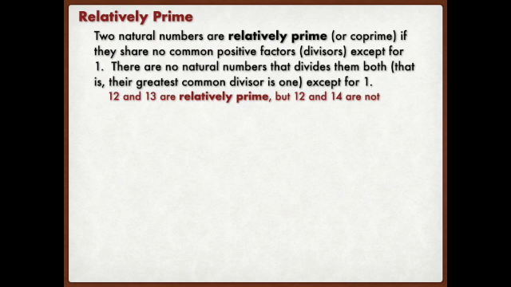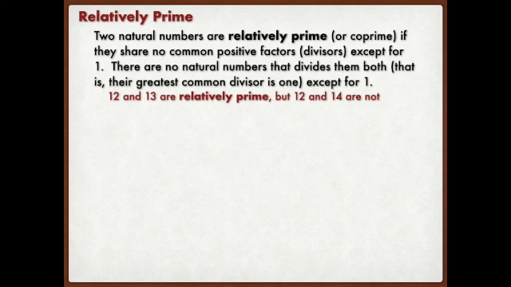Now the words relatively prime or coprime refer to numbers with no common positive factors, no divisors, except for 1. There are no natural numbers that divide them both. So if I talk about 12 and 13, those are relatively prime, because there are no factors in 12 and in 13 that are the same.